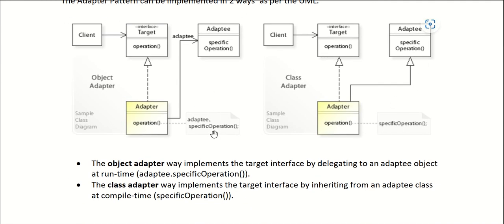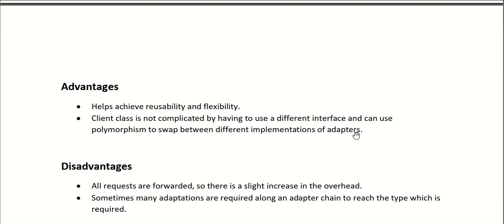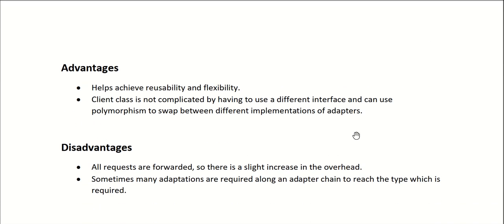Okay, so these are the two approaches I have explained over here. So what are the advantages? It helps achieve reusability and flexibility. Because in our software industry we basically have a lot of code which is already written, which is reusable. So instead of creating something new or reinventing the wheel, it is always better to reuse such functionalities. So that's what they say, helps to achieve reusability and the flexibility basically.